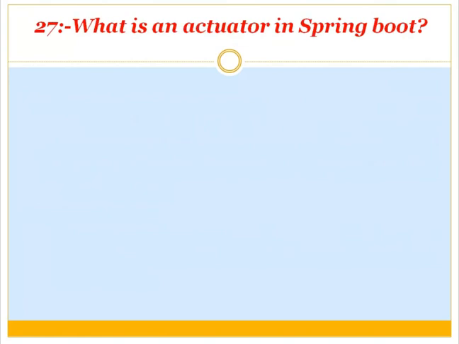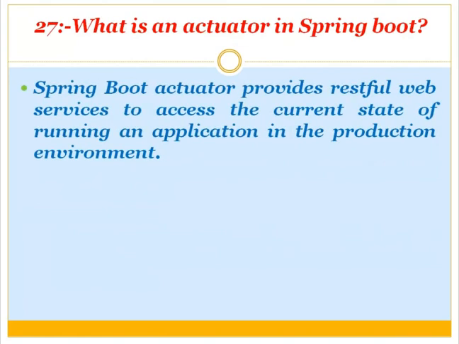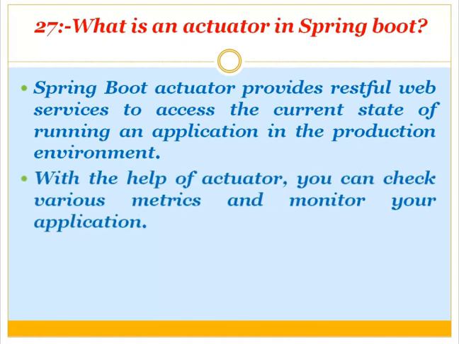What is actuator in Spring Boot? So Spring Boot actuator provides RESTful web services to access the current state of the running application in the production environment. So it is used for the monitoring of the applications in production. With the help of this actuator, you can check various metrics and monitor your application.